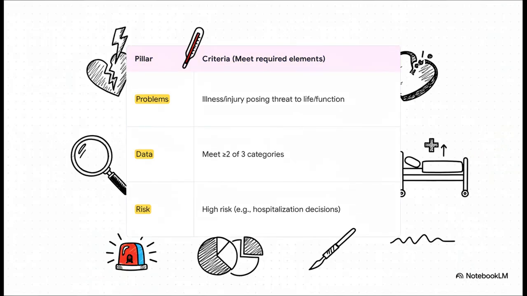And here we are at the top, high MDM. The problems here are serious. We're talking a chronic illness with a severe exacerbation or a brand new condition that poses an immediate threat to life or bodily function. And look at the data. You now have to meet the criteria in 2 of the 3 categories, not just one. The risk is high, reflecting huge decisions like sending someone to the hospital, considering emergency surgery, or even discussing end-of-life care.